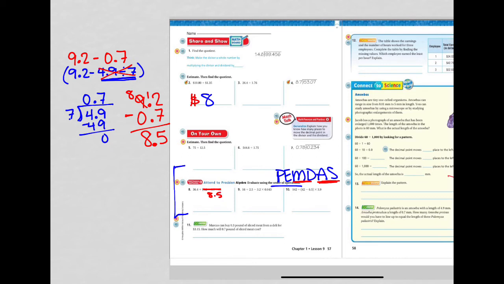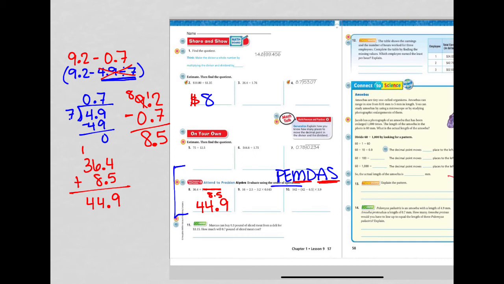I have 8.5. I still need to do 36.4 plus 8.5. And I'll add down 4 plus 5 is 9. I'm going to bring down that decimal. 6 plus 8 is 14. And 1 plus 3 is 4. So for number 8, I have 44.9.